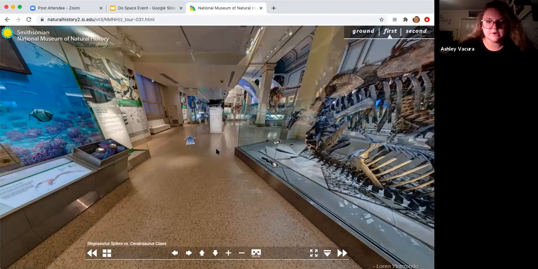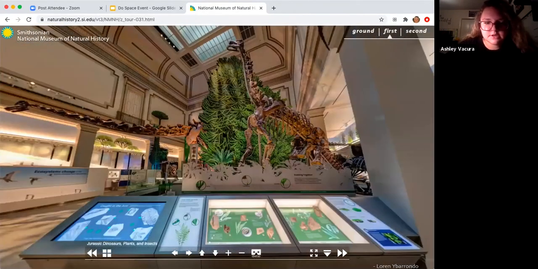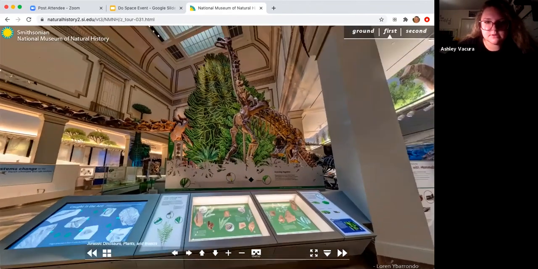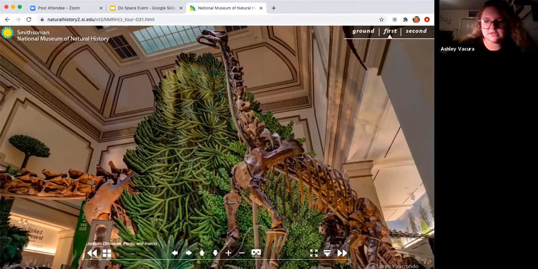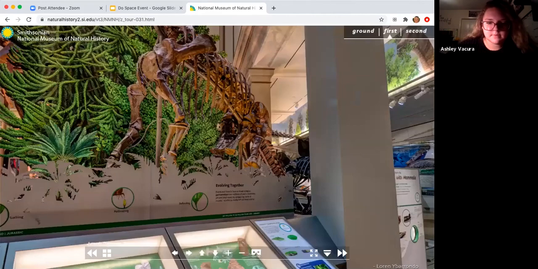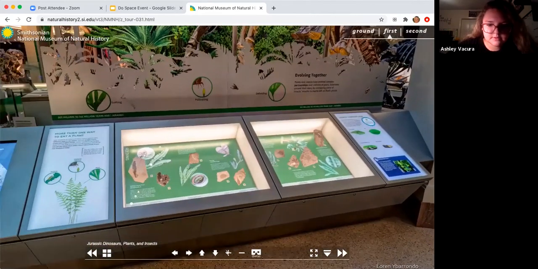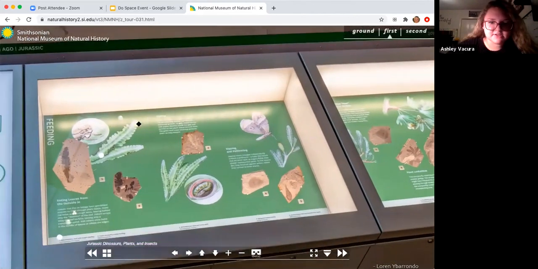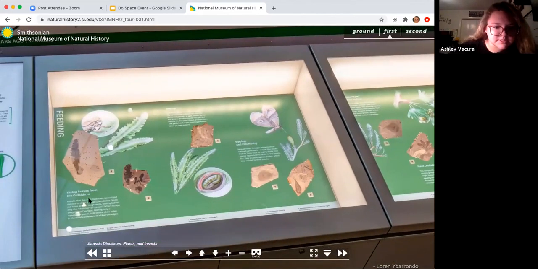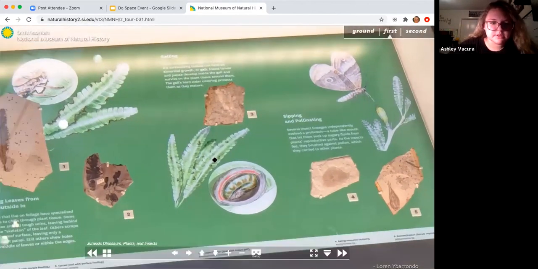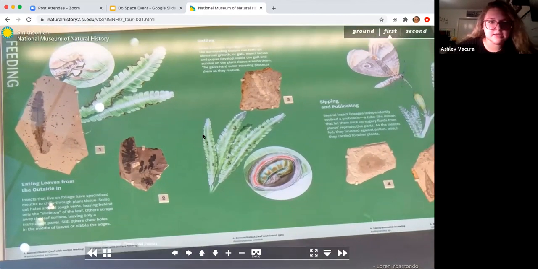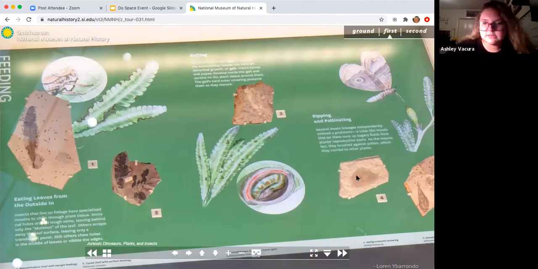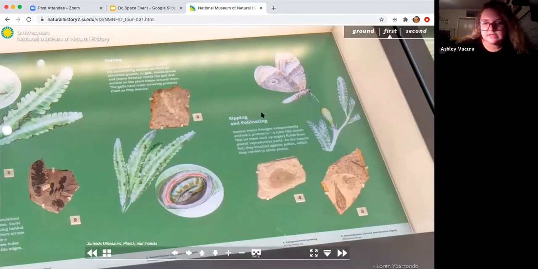So let's say we wanted to go to the Jurassic dinosaurs. So this looks like another dinosaur. We can zoom in. It looks like a really tall neck dinosaur. And this says feeding, so this is probably all the plants that this dinosaur eats. It says it eats leaves from the outside in. So we can zoom in and we can read that. So this gives us the different plants that they eat. So there's these. It looks like they even eat insects.